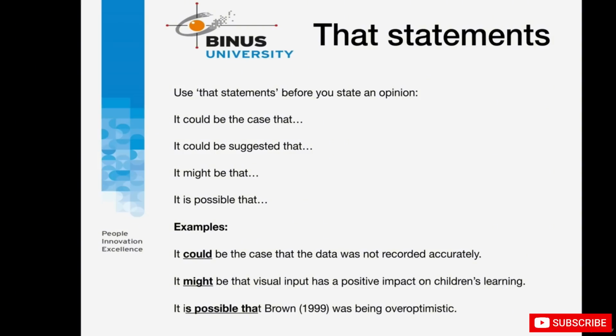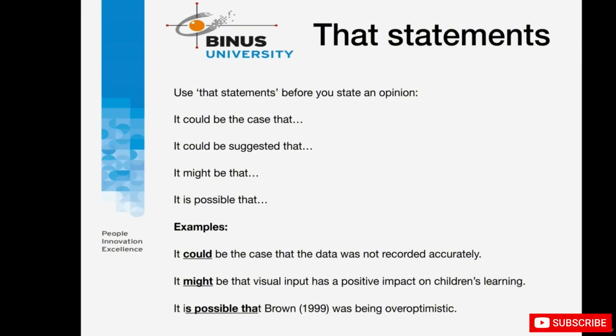All right, let's see these that statements in action in a full sentence now, shall we? So the first example, it could be the case that the data was not recorded accurately. And the second one, it might be that visual input has a positive effect on children's learning. And the final example, it is possible that Brown was being over-optimistic.